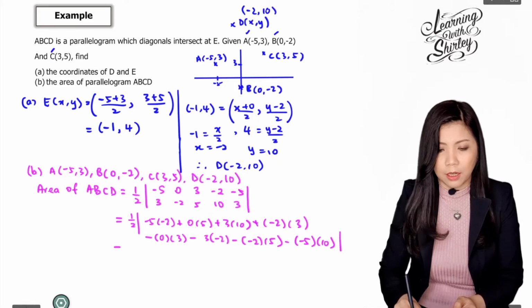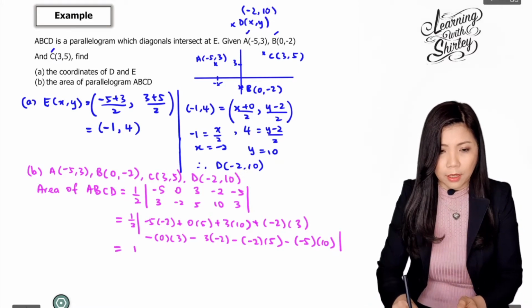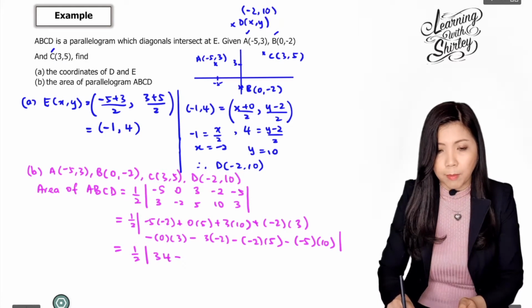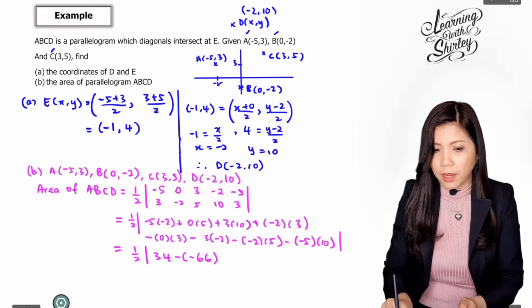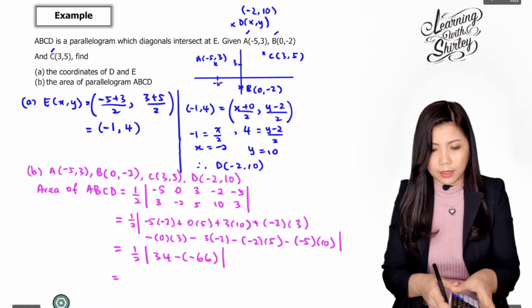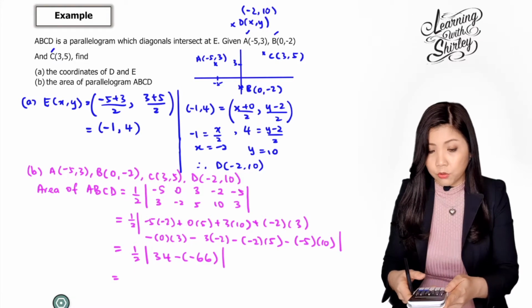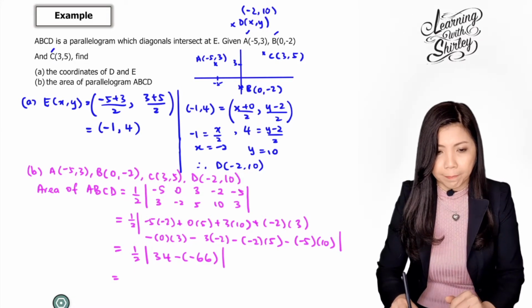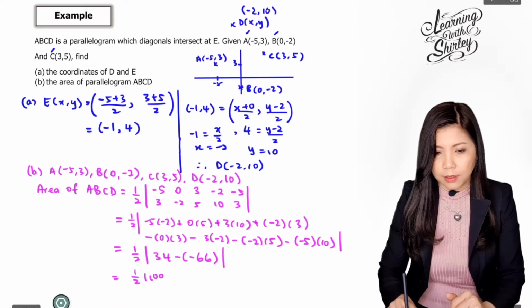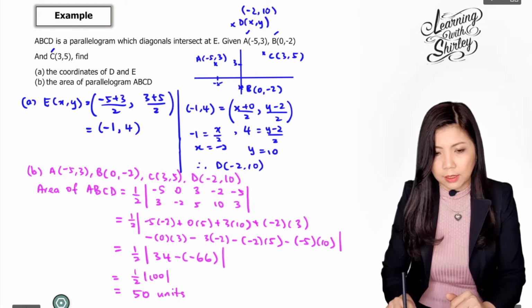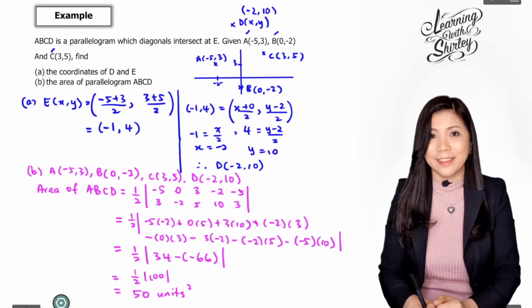With the modulus, we use our calculator. We'll get 34 minus negative 66. Let's calculate this: 34 plus 66 is 100. So it's half of 100. So the answer is 50 units squared. That's the answer.